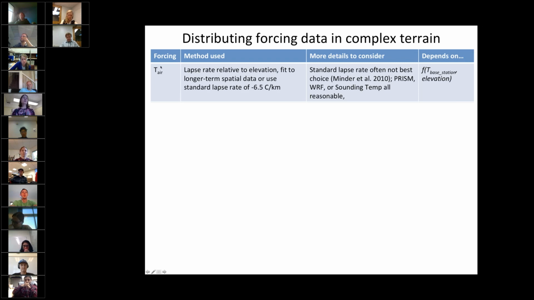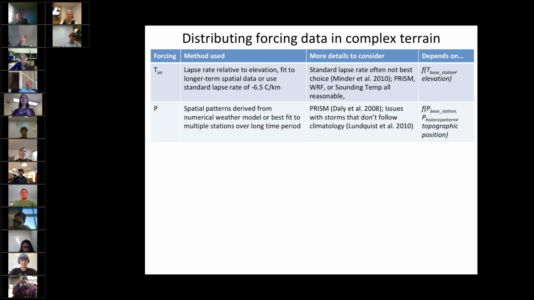So for air temperature, for complex terrain, it'll often be distributed with a lapse rate. The standard lapse rate for the entire world is -6.5 degrees Celsius per kilometer. Lacking anything else to do, that's a good number to grab. However, the standard lapse rate is often not the best choice. It's particularly bad in the Pacific Northwest, so you don't want to use it if you live in Washington. You might instead want to look at soundings, someone sending a balloon up with elevation, or PRISM or WRF output.